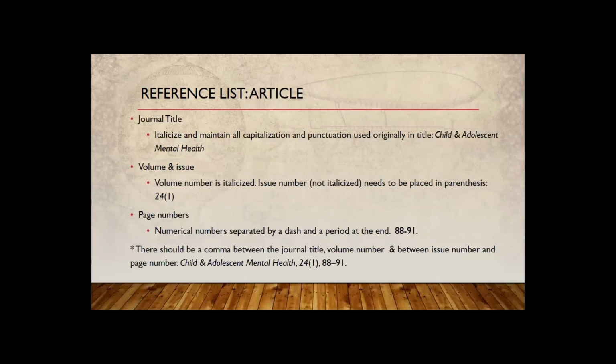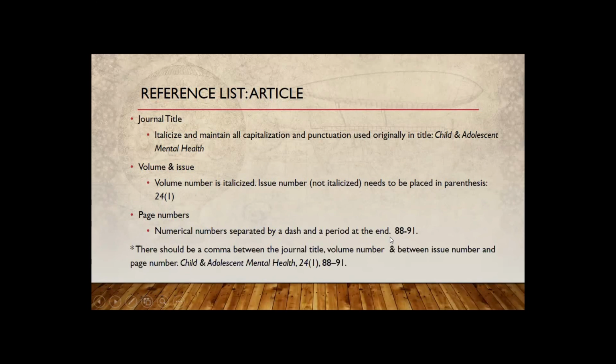Your journal title should be italicized and maintain all capitalizations and punctuation used originally in the title. Your volume number is italicized, but the issue number is not italicized. The issue number needs to be placed in parentheses, as in your example. So the 24 would be italicized, and make sure that your parentheses are not italicized. That can get some people. Then you'll have your issue number, and then you'll close the parentheses. Then you'll have page numbers, which are numerical, separated by a dash, with a period at the end.